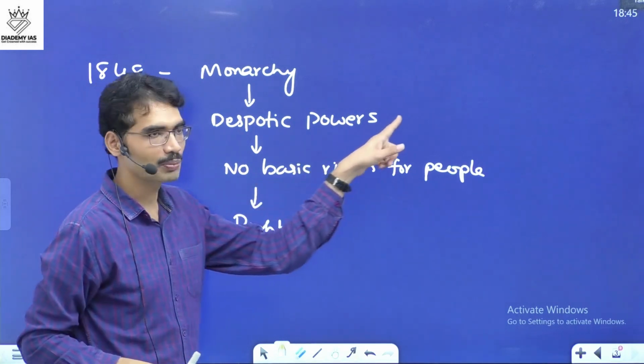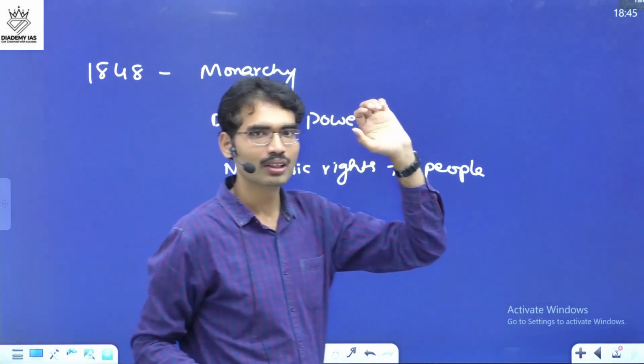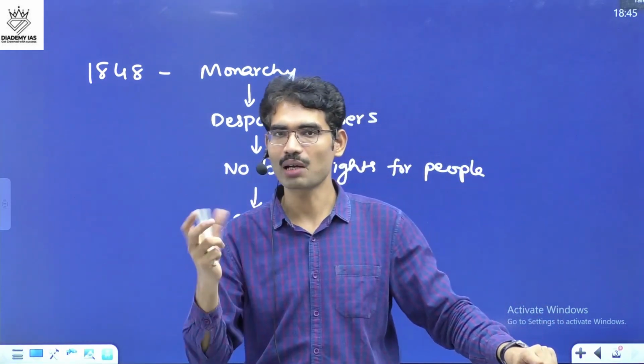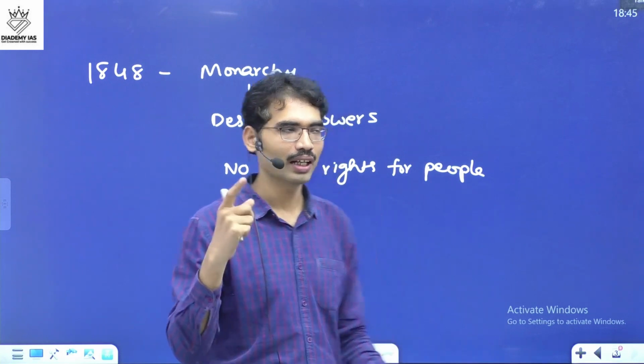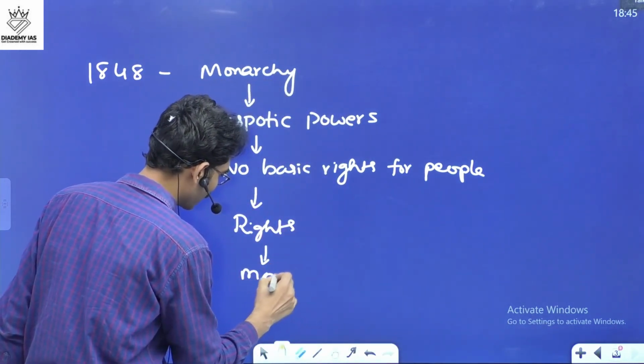And when it comes to despotic powers, the monarchy was controlling everything. And when it comes to bureaucracy, officials, nobles, common people were not represented. As a result, now they were asking for more democracy.